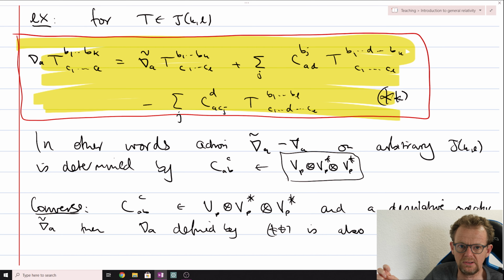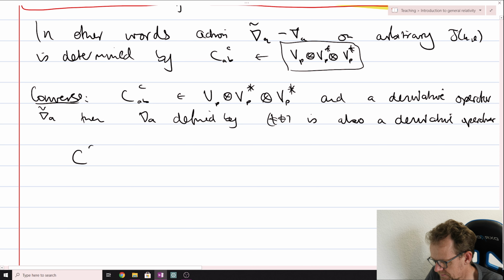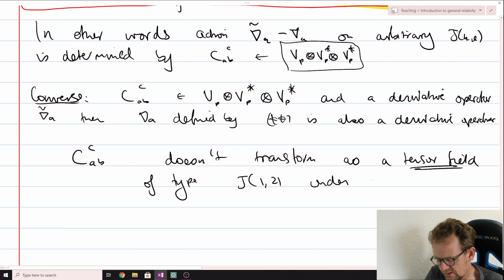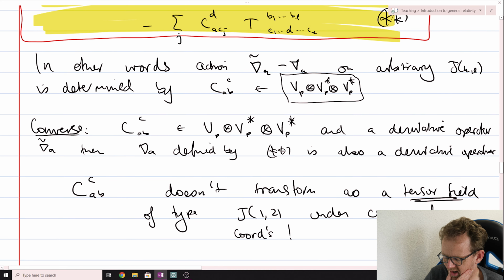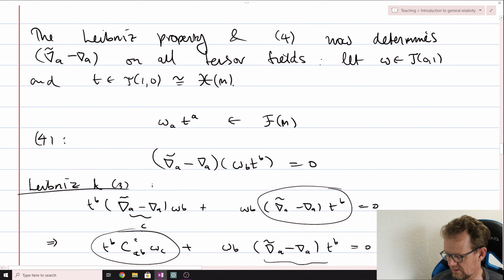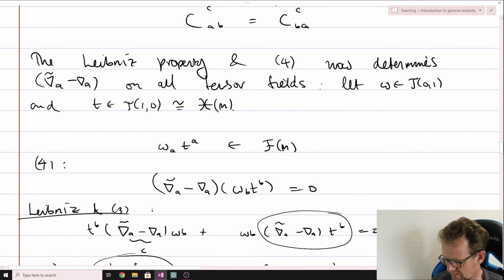Very, very important warning, C C A B does not transform as a tensor of type 1, 2. It actually obeys a different transformation law. So it doesn't transform as a tensor field of type 1, 2 under change of coordinates. And so earlier I think I inadvertently implied that it did, so I better go through and correct the notes. So we'll go back slowly. So C C A B is a list of functions, or it's an element of this vector space at each point P in the manifold.